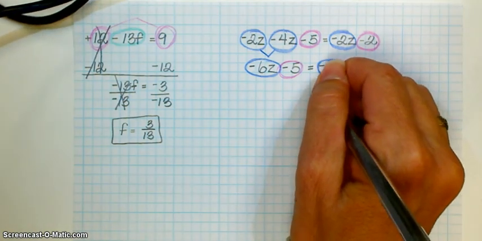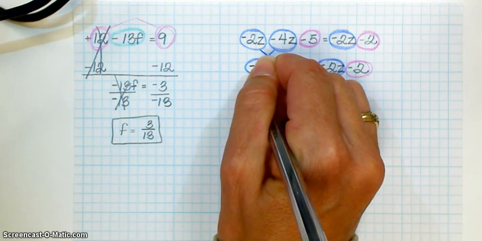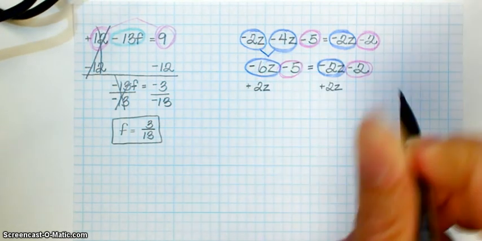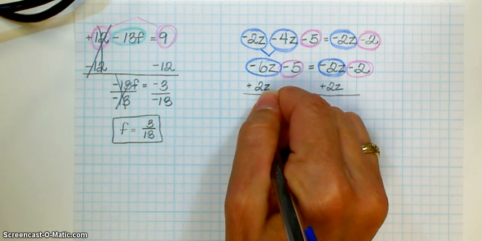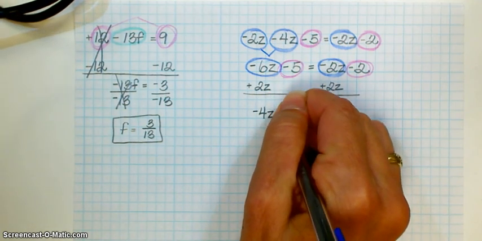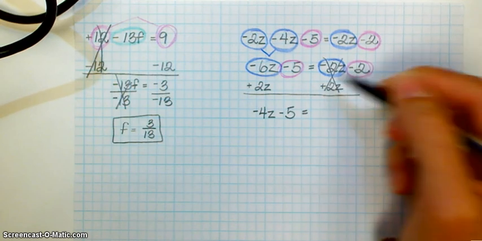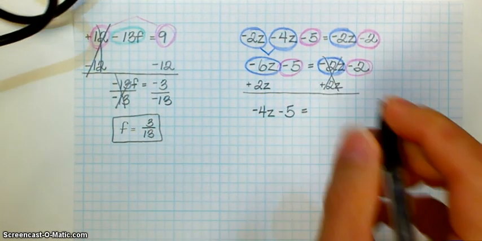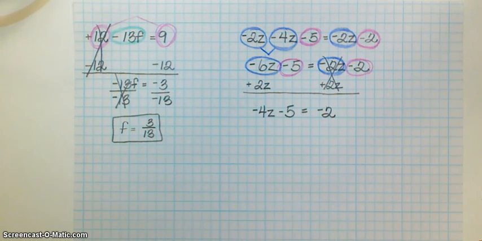If I add 2z over here, remember whatever I do to one side, I have to do the same thing to the other side. That's going to give me negative 4z. Adding 2z on this side gets rid of that. Okay, so I'm making a little progress.